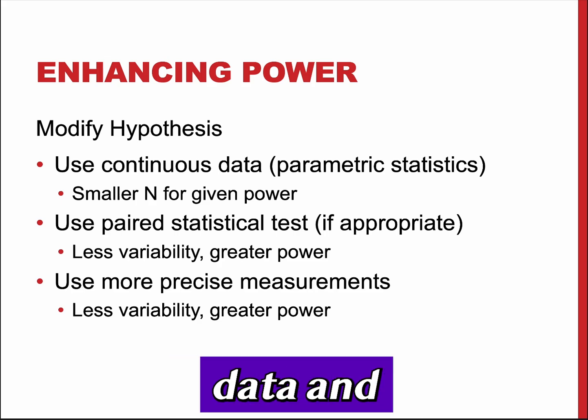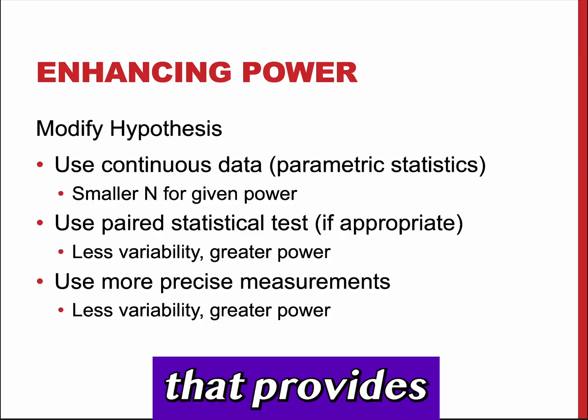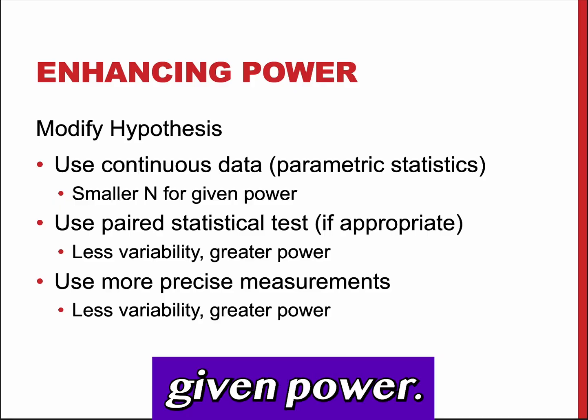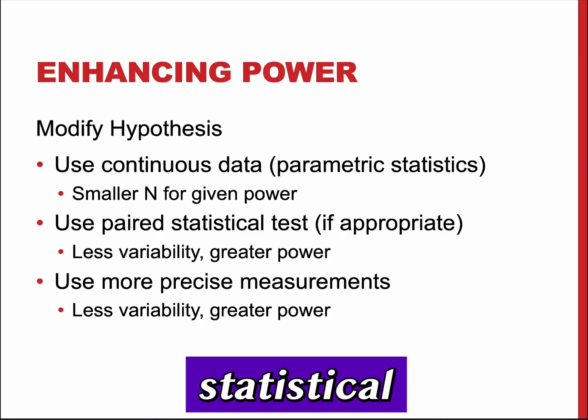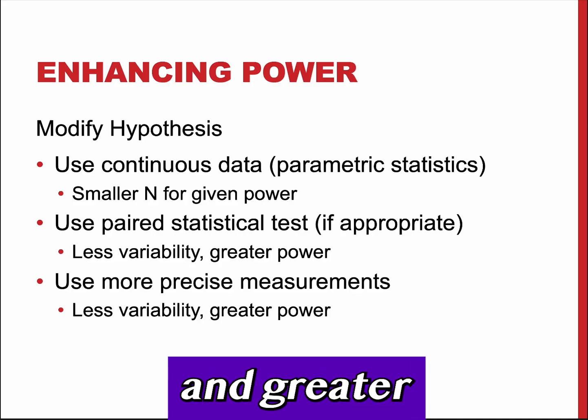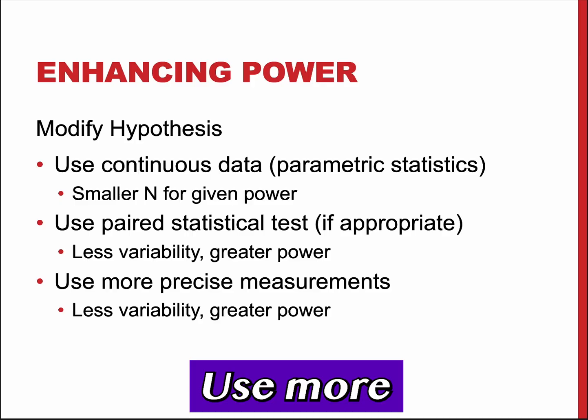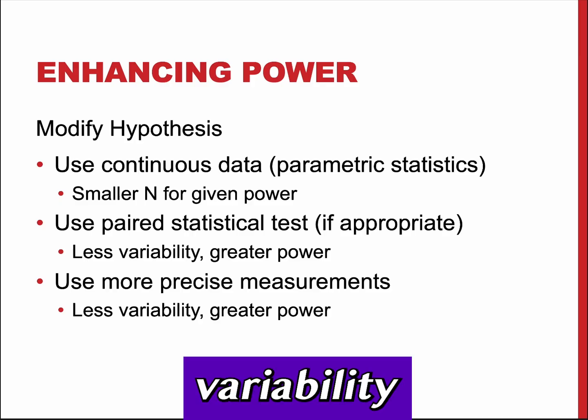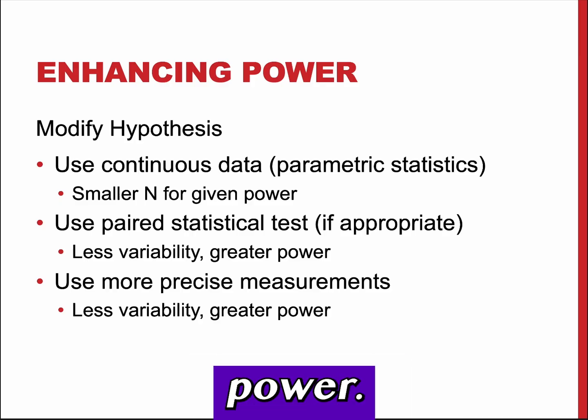Use continuous data and a parametric statistical test that provides a smaller sample size for a given power. Use a paired statistical test if appropriate. Paired tests have less variability and greater power to find the difference. Use more precise measurements. Less variability results in greater power.